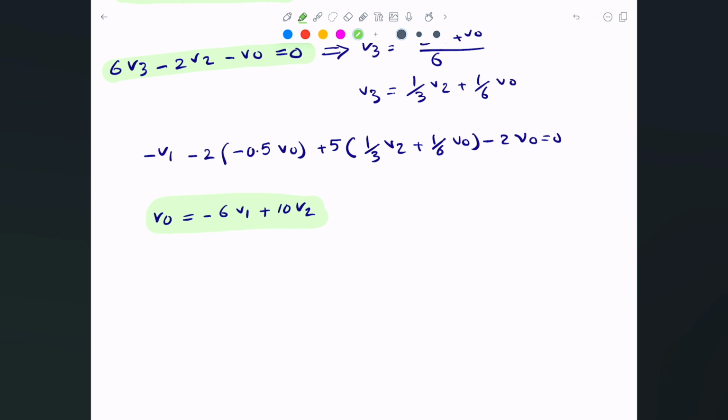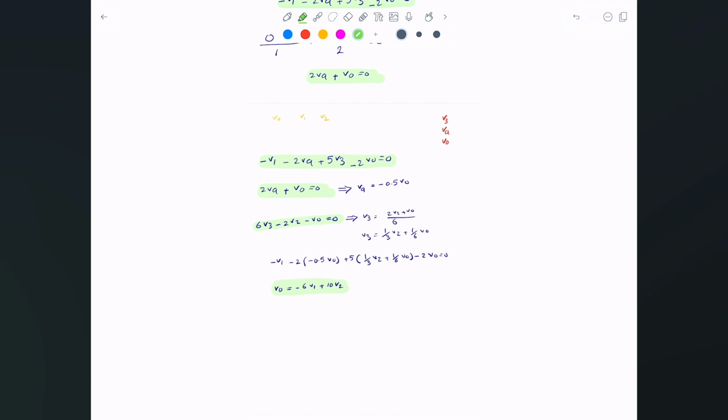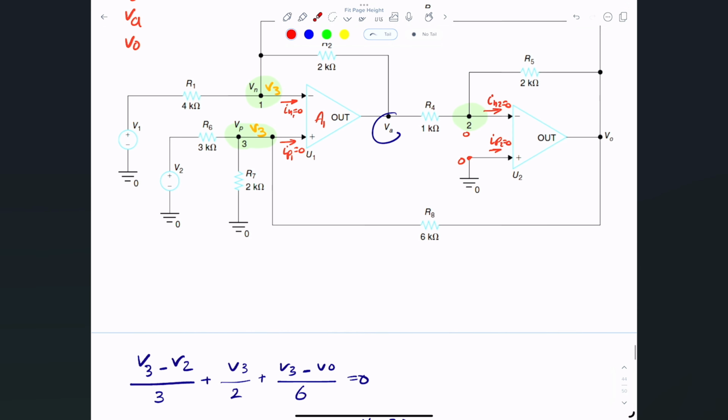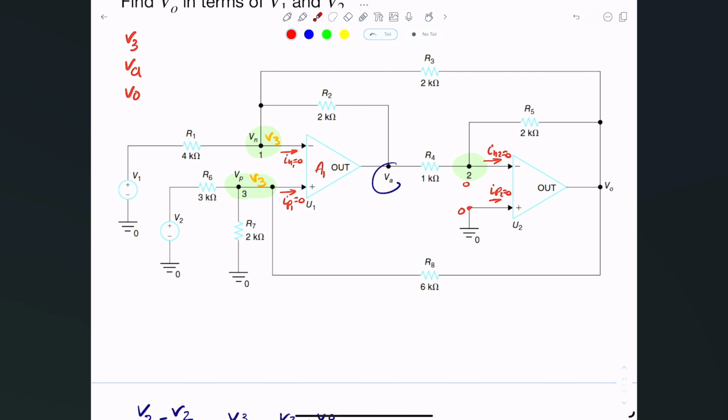So this particular combination of two amplifiers basically amplifies V1 by 6 with inversion, and amplifies V2 by 10 with inversion, and then it sums them. That's basically what this particular combination of two amplifiers and all these resistors around them do.